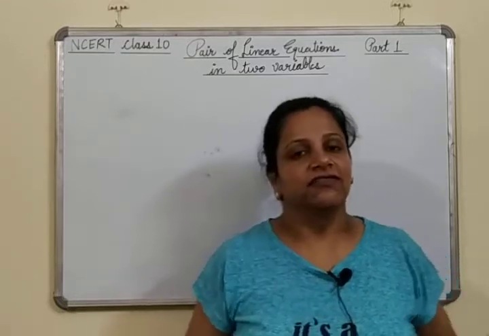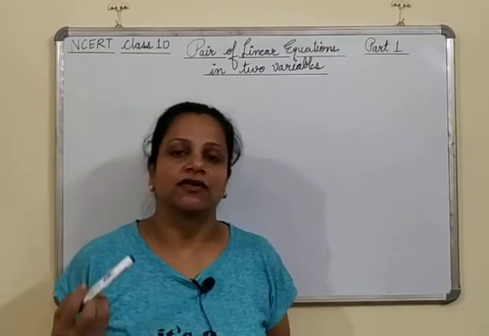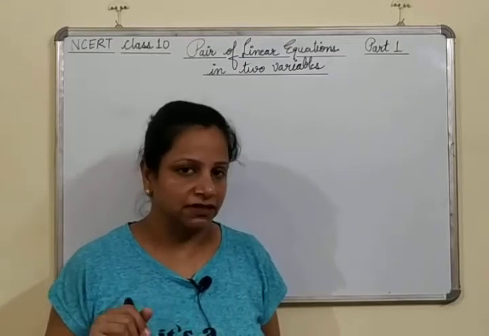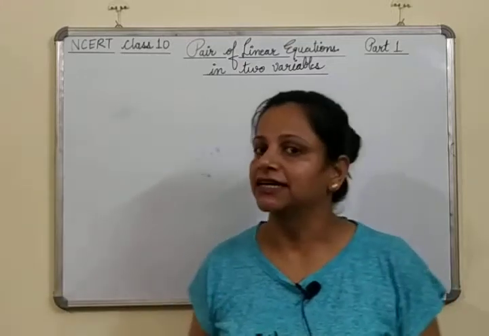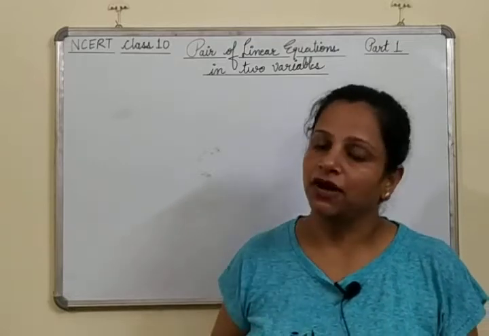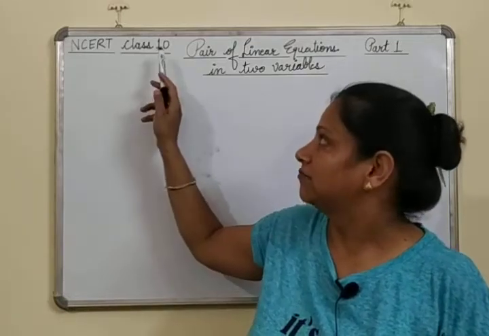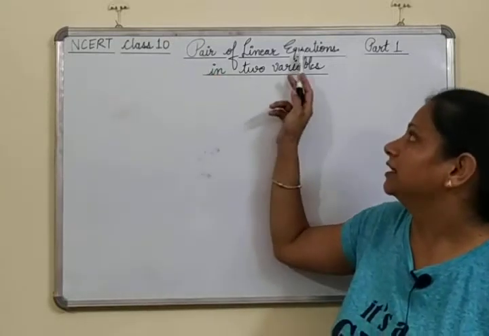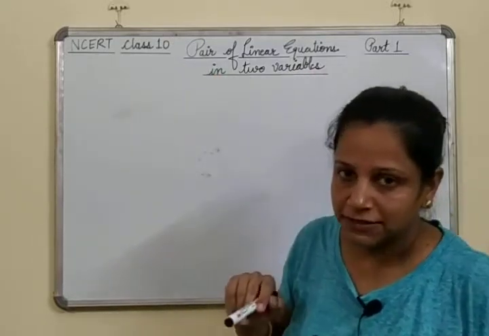So today we are back here. We start with our normal routine of the classes. We have left with chapter number 3 for class 10 NCERT, and today we are going to start with the same: pair of linear equations in two variables.